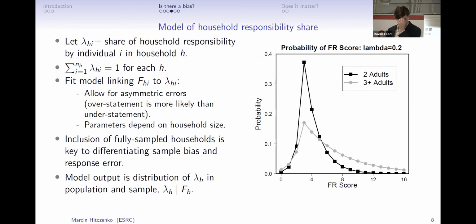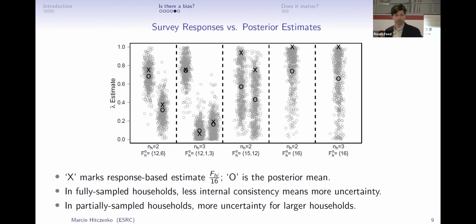So here's an example of what that looks like for 5 different households. X here represents the response-based estimate, so their response F divided by 16. The cluster represents the model-based posterior distribution, and O is the posterior mean, the model-based guess for lambda.